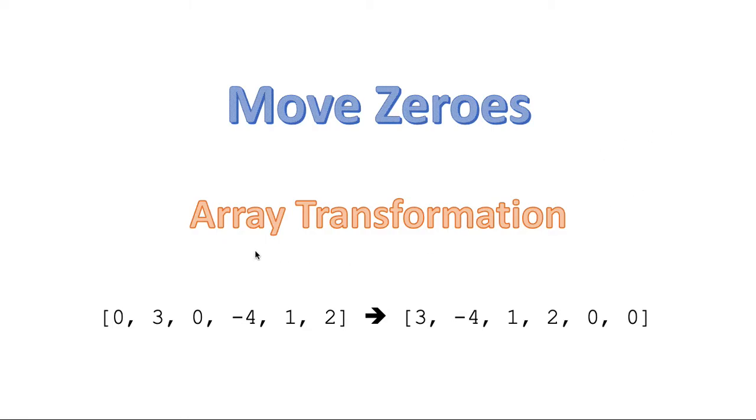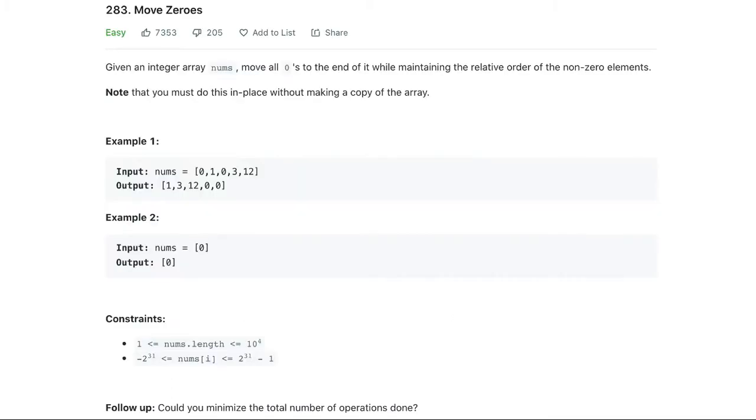This question will involve array transformation. An example is following. Let's take a closer look at this. Specifically, this question provides you an integer array, asks you to move all the zeros to the end of it while maintaining the relative order of the non-zero elements. So how can we do that?